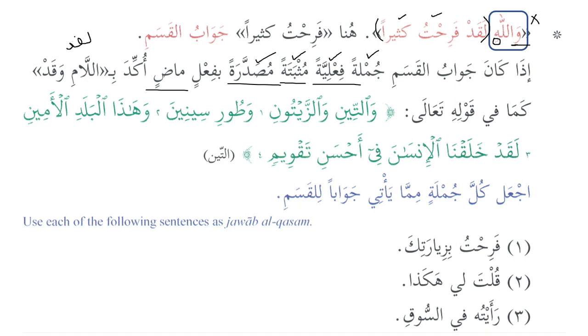So basically these are two things. One is lam and the other is qad. And kama fi qawlihi ta'ala, as it is in the Quran, والتين والزيتون وطور سينين وهذا البلد الأمين. So this is verse number 1, verse number 2, and this is number 3. لقد خلقنا الإنسان في أحسن تقويم. And so indeed we have created man in the best possible form. So here لقد is used for emphasis. After that we have the past tense. Okay, it's the positive, and it starts with the past tense, and it's an affirmative sentence.